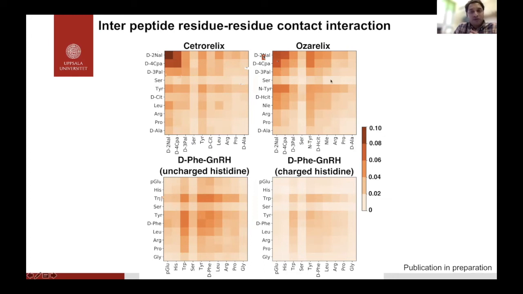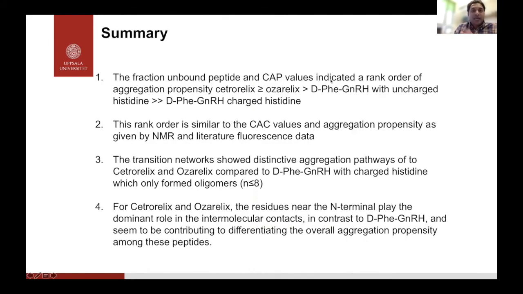So overall, from this study, we summarize that the fraction unbound peptide and CAF values and also the hydrogen bonding showed a rank order of the aggregation propensity, in which cetrorelix and ozorelix are quite similar, and diphenyl GnRH with charged histidine is the lowest. This rank order is quite similar to the critical aggregation concentration values and aggregation propensity given by the NMR and the other literature fluorescence data.